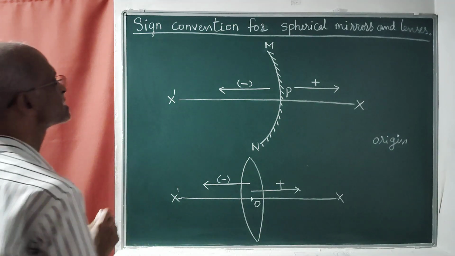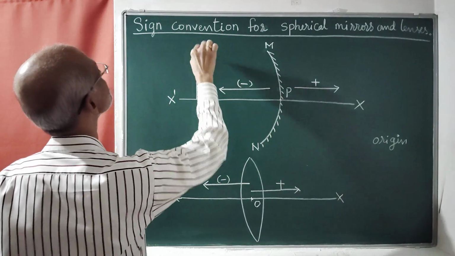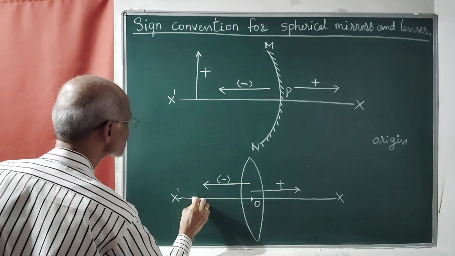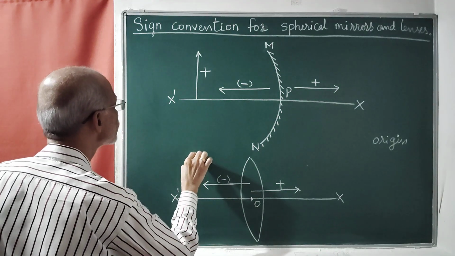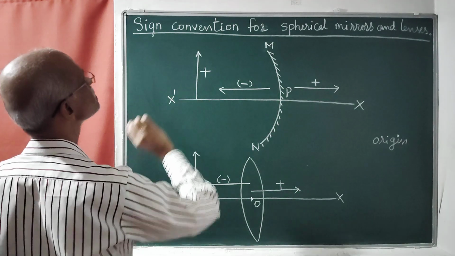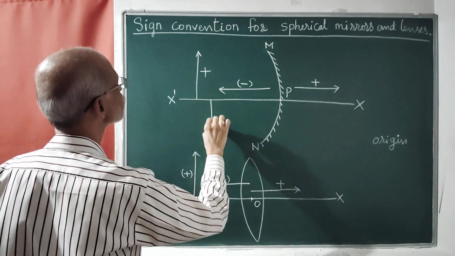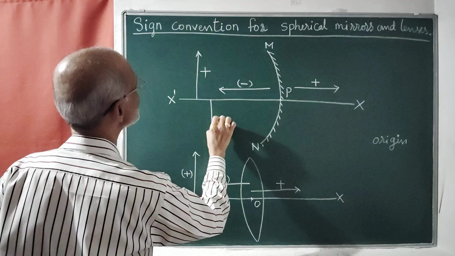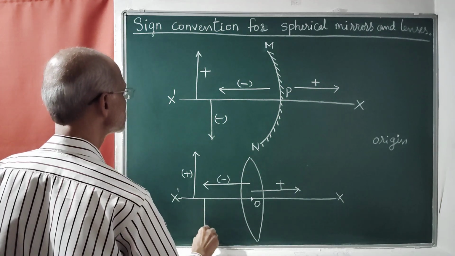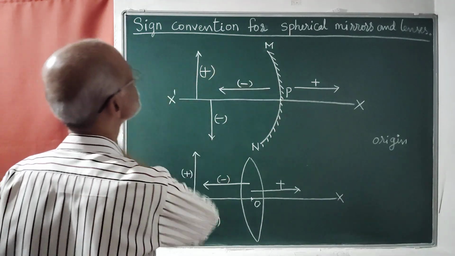Next, the distance that you measure perpendicular upwards will carry a plus sign. The distance that you measure perpendicular downwards will carry a minus sign.